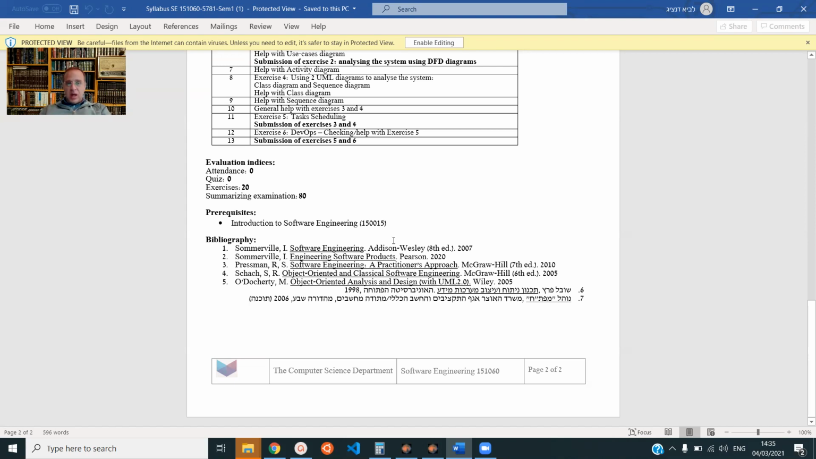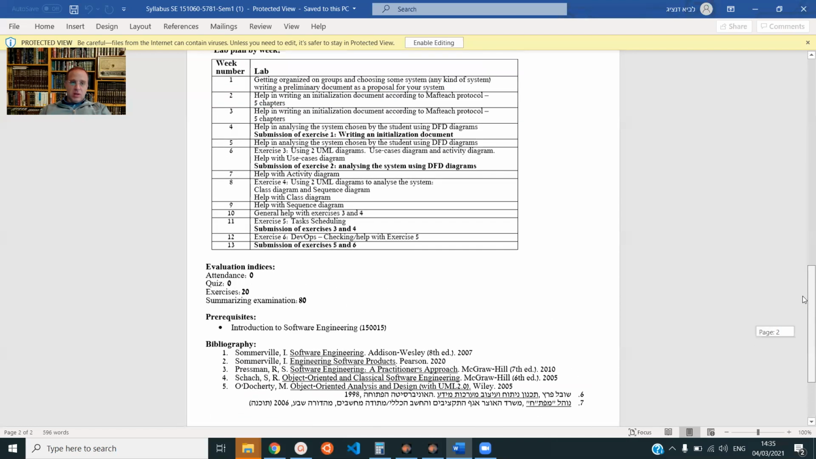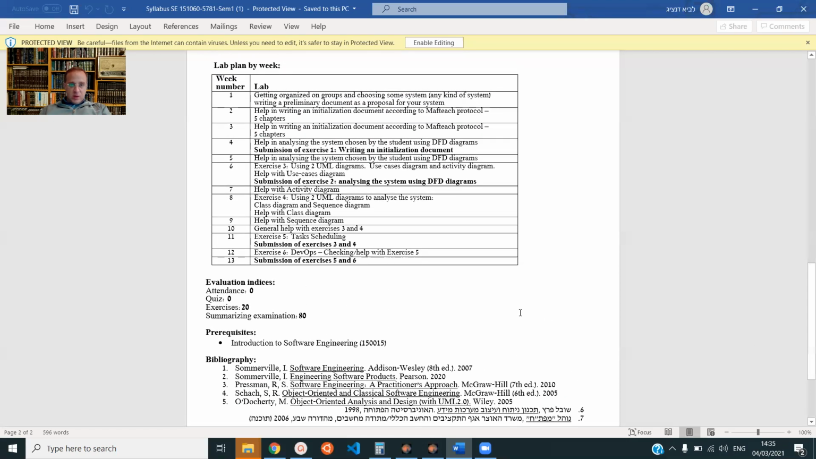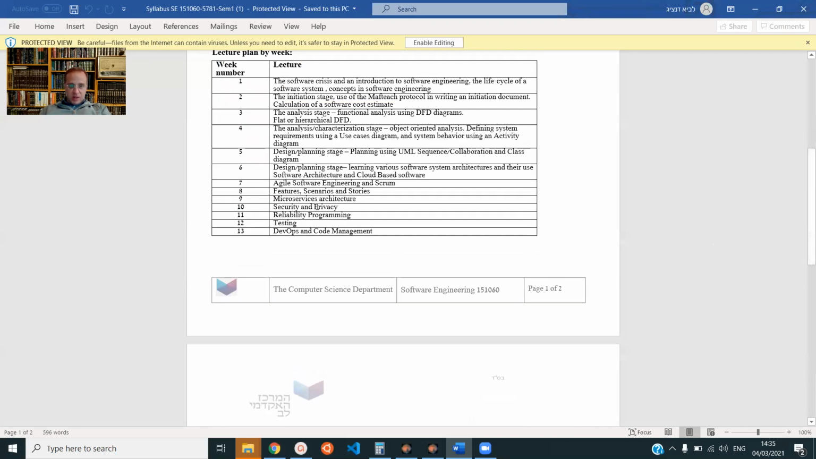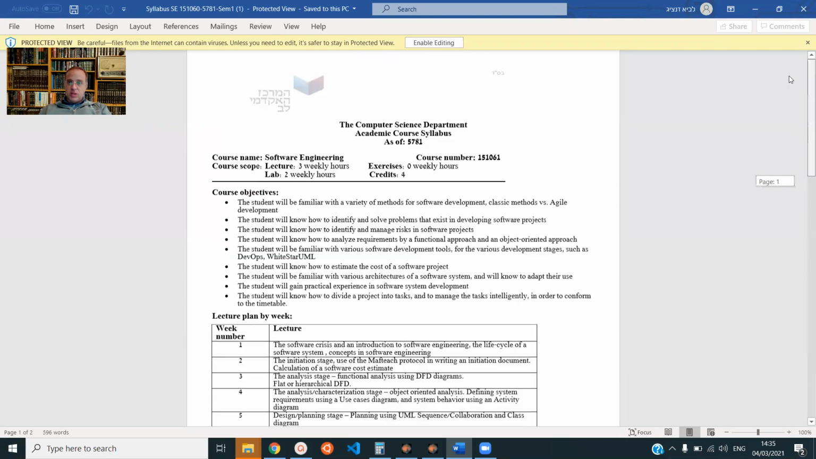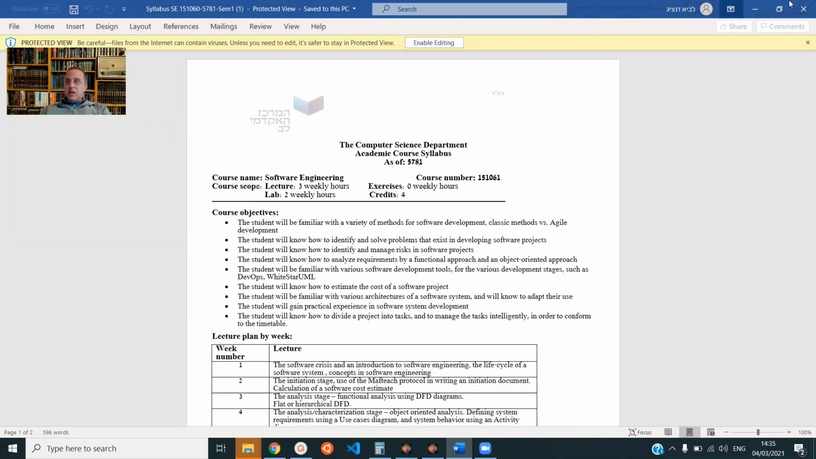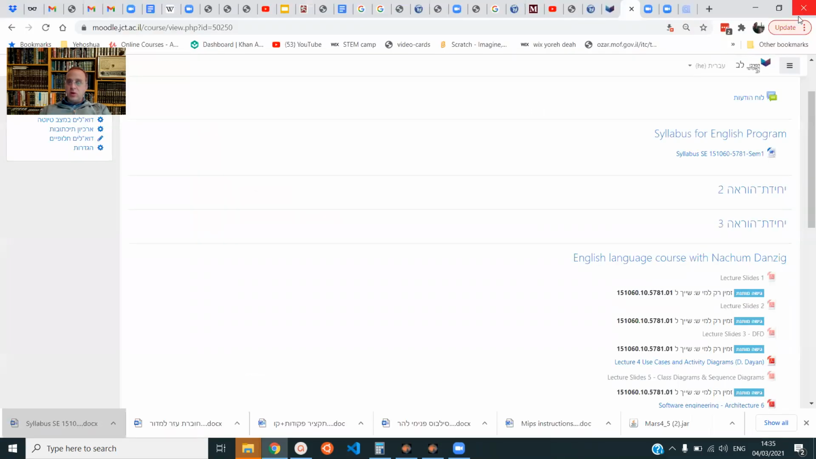So the whole second half of the course is just going to be slides from that book. That's from about here, where we talk about cloud-based software and all these agile features, scenarios, and stories. That's all from that book. This is the more traditional part of the course that is exactly the same as the Israeli program. So I changed the course a little bit. I think and I hope it's for your benefit.